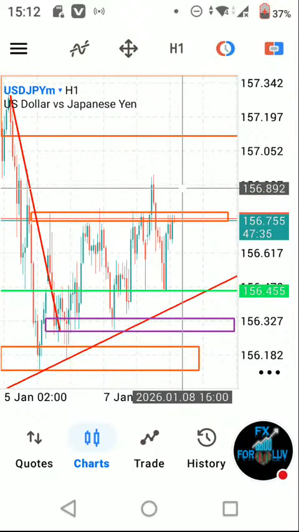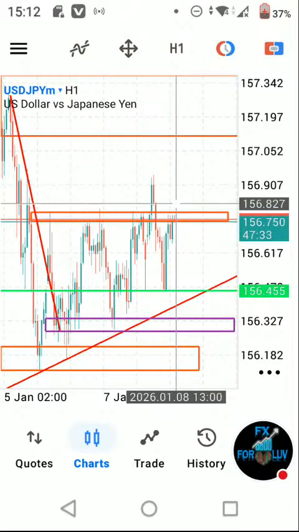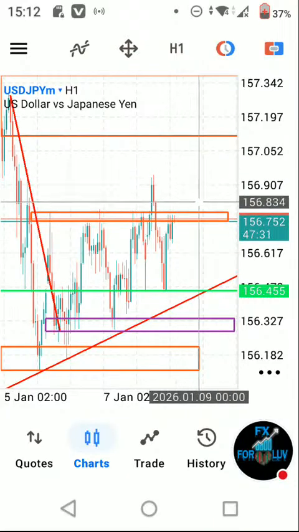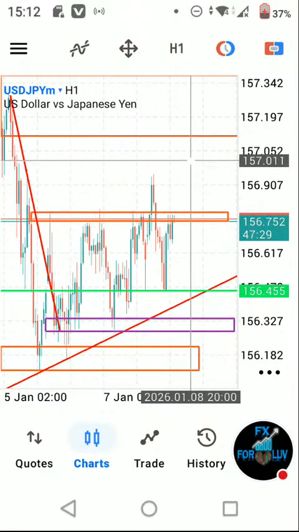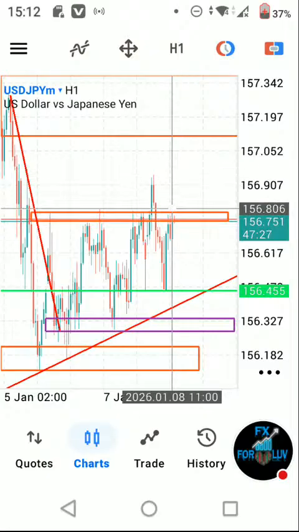or is price going to choose to finally break above this zone again? Now if price breaks above this zone, what are we looking for? We are looking for a break and retest and a close above the retest. That's what we are looking for.